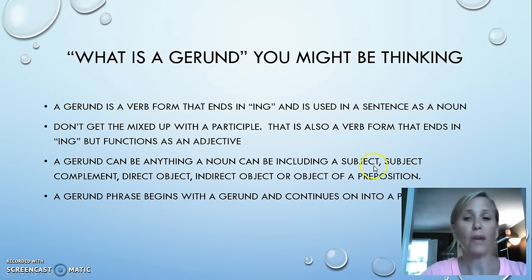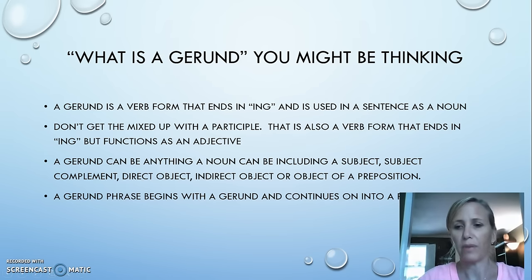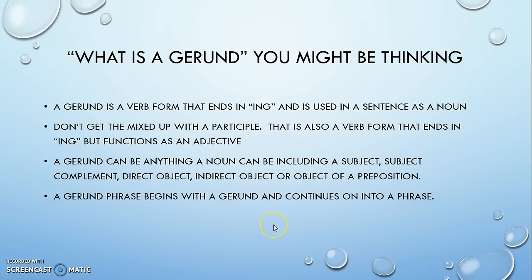All right, so you don't have to write anything on this page. I'm just going to turn myself back off. There we go. What is a gerund? A gerund is a verb form that ends in ing and is used in a sentence as a noun. Now this is important. Remember, don't get a gerund mixed up with a participle. That's also a verb that ends in ing, but it functions as an adjective.